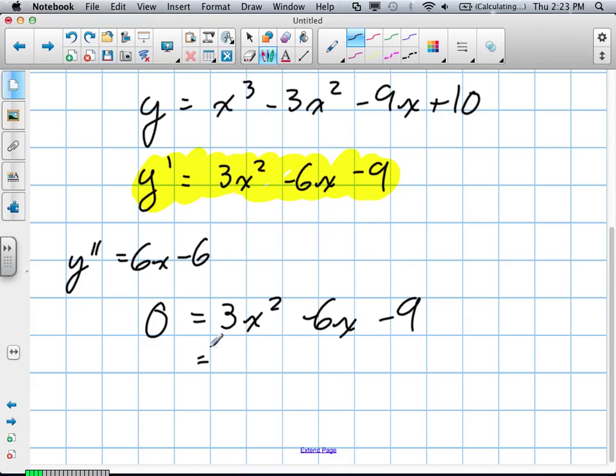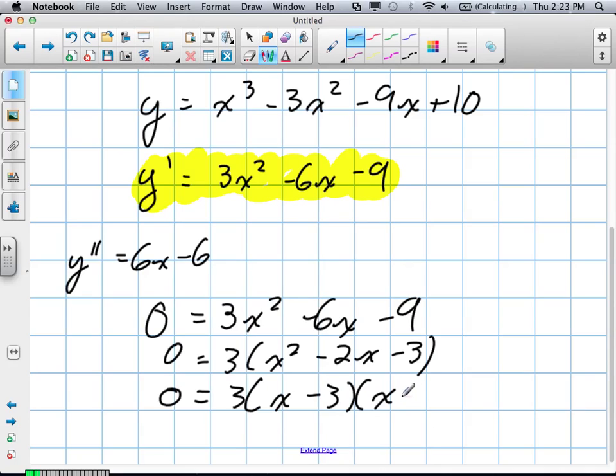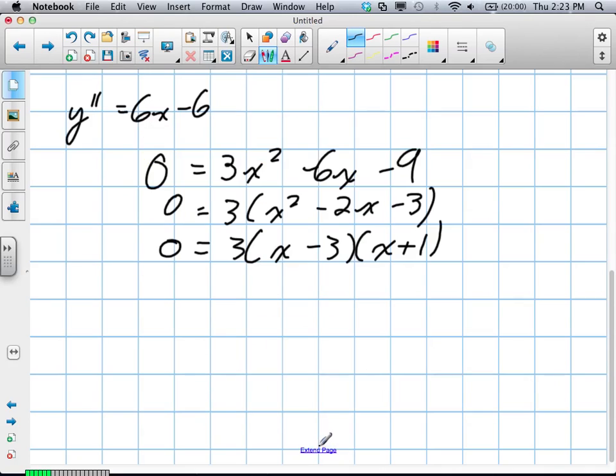I can take 3 out. X squared minus 2x minus 3, still equal to 0. This is going to give us 3 times (x minus 3)(x plus 1). There's our factored form. So our critical values, though, we know the 3 won't become important. We're going to get x at 3 and x at -1 as critical values. These are f prime c, and this is another f prime c.